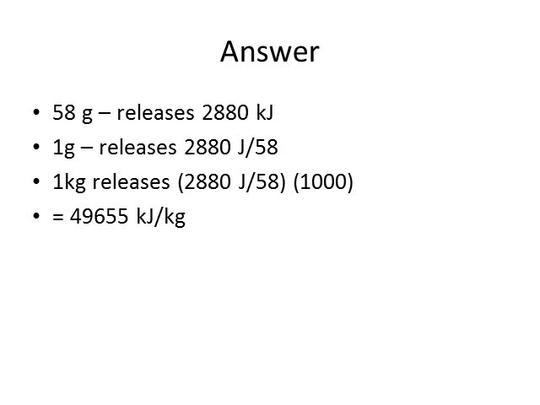So the calculations are as follows. 58 grams releases 2,880 kilojoules. Let's find out what 1 gram releases. We do this by dividing our 2,880 by 58. Then to find out what that value would be in kilograms, we simply multiply that answer by 1,000. And the answer we get is 49,655 kilojoules per kilogram.